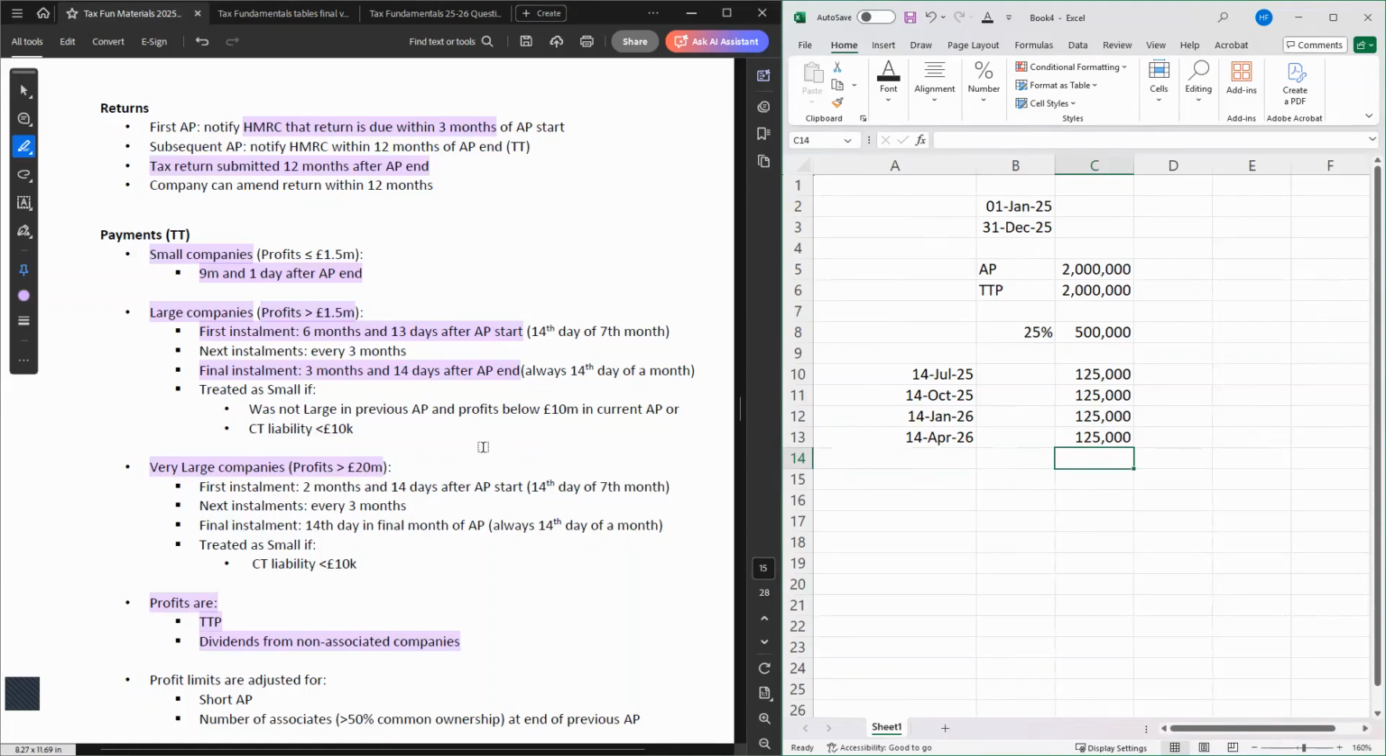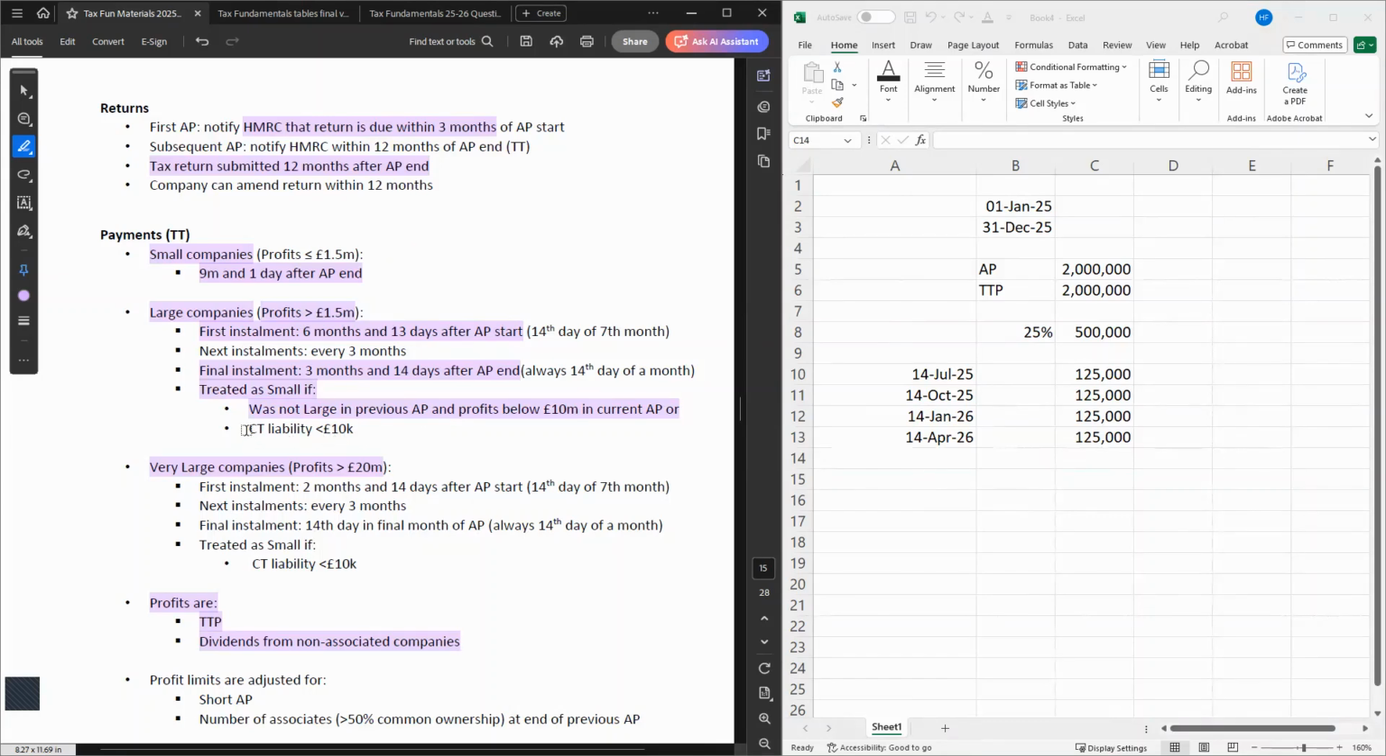There are a couple of exemptions here. A company will be treated as small if it was not large in the previous accounting periods and profits are below 10 million in the current accounting period. So this one means if last year the company had profits of less than 1.5 million, and also this year the profits are below 10 million, then the company would be treated as small, and therefore they would pay their tax liability 9 months and 1 day after the accounting period end.